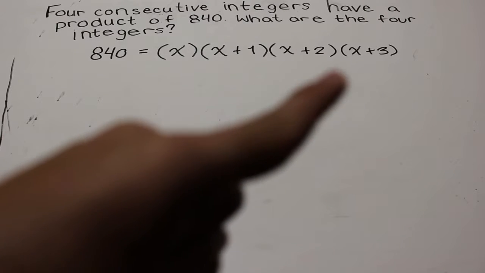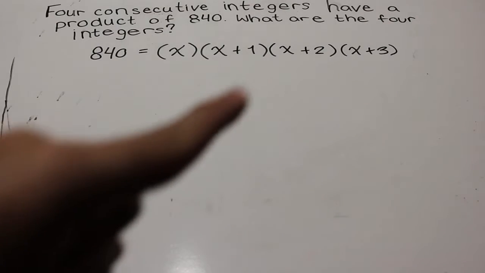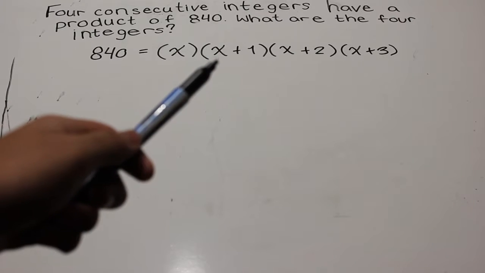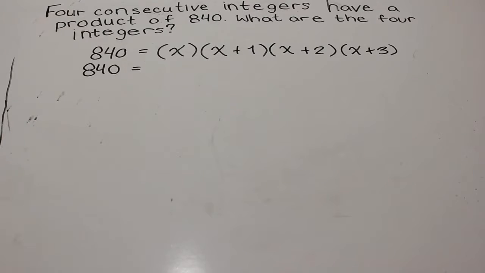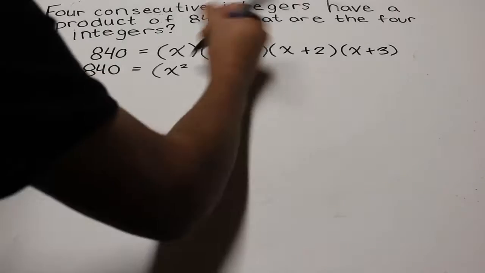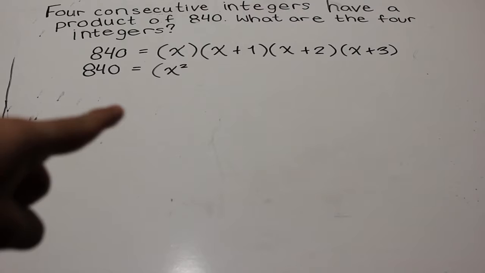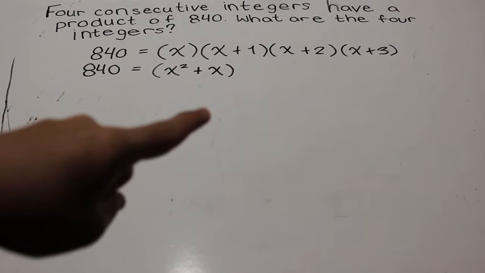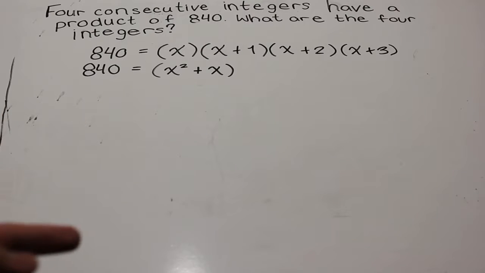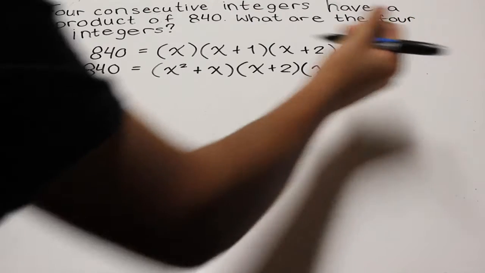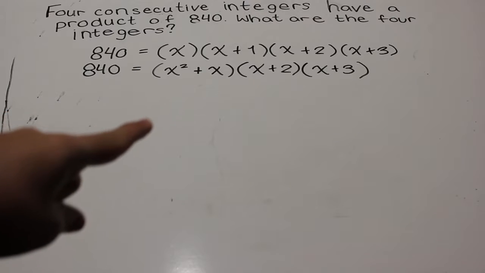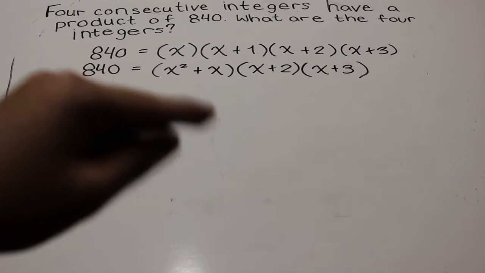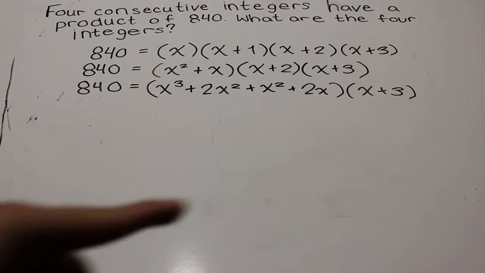Now what we do here, we would use distributive property to get our polynomial function. First we would do x times x, then x times 1. We would get x squared plus x. Now let's write the rest of the equation that we still have. Now with this, we would also use FOIL again. X squared times x squared times 2, x times x, and x times 2. Now we are left with this.